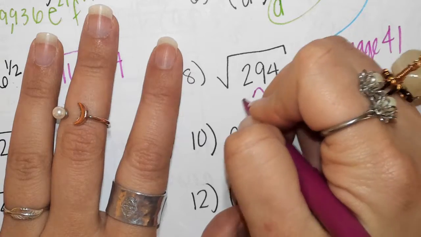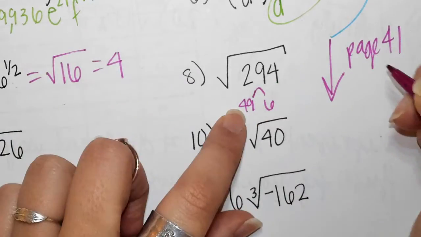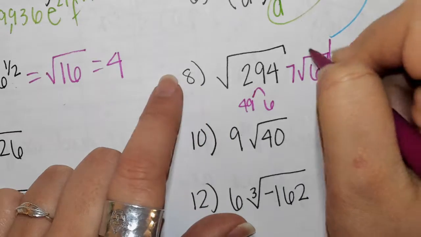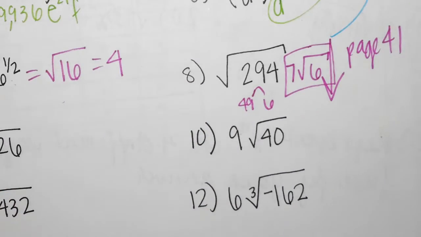49. 49 times what? 6. Okay. What's the square root of 49? 7. What happens to that 6? It stays inside. I got it right. You need to find that before tomorrow. If you've lost your index card, you need to find one before tomorrow or make a new one before tomorrow.